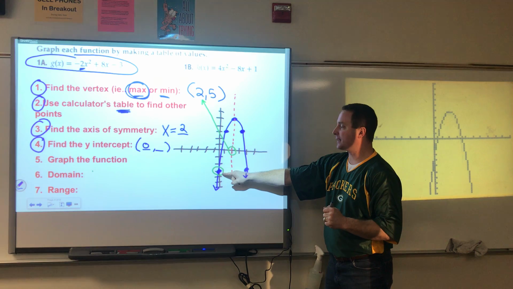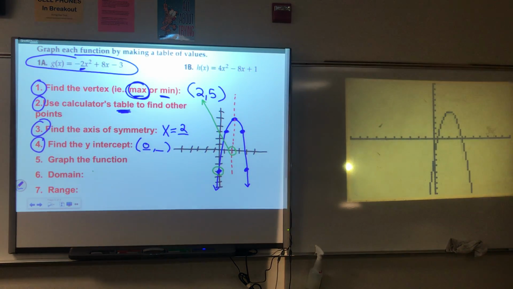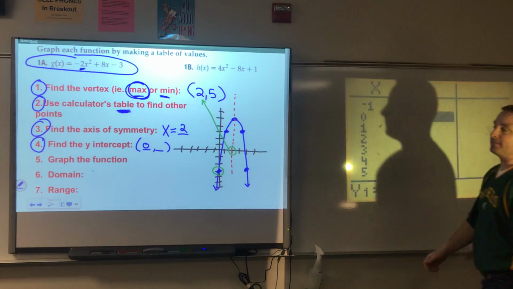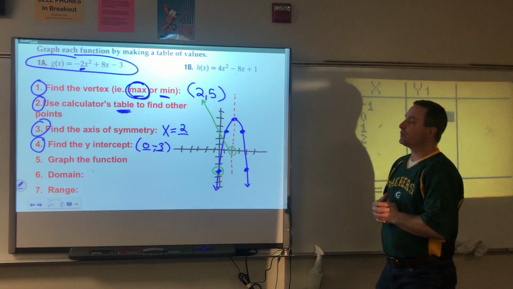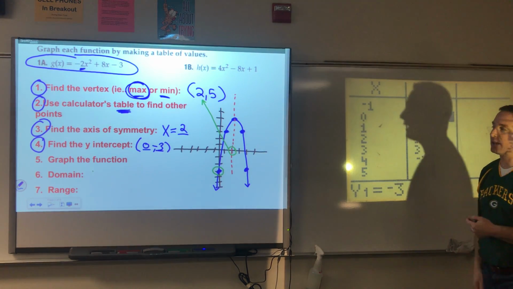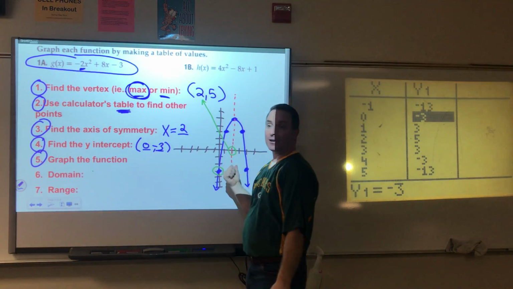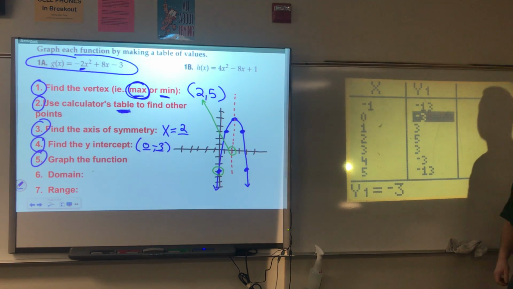Well, how can I find out what exactly that point is when x is 0? If you go back to your table, I'm going to go second graph again to my table and find out when x is 0. And I can see right there that its y value is negative 3. So 0, negative 3 is its y-intercept. So again, the calculator is doing a lot of the work for us here. Number 5 is graph the equation. Well, we already did it. And then last but not least, it wants that domain and range again.